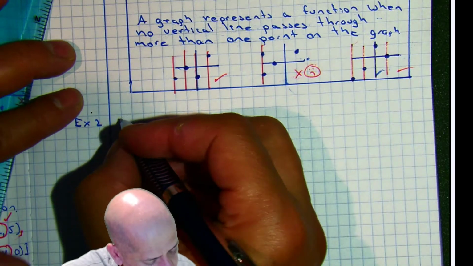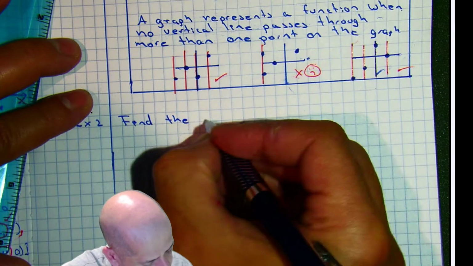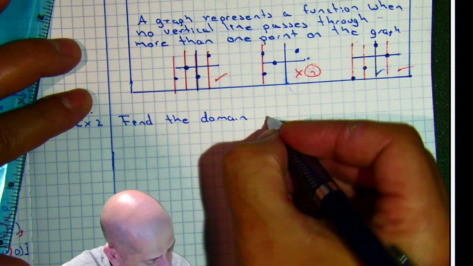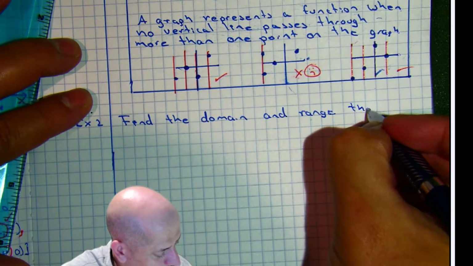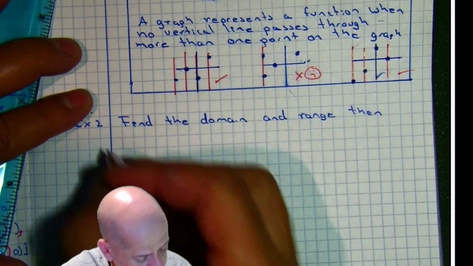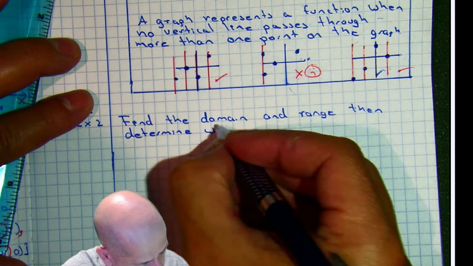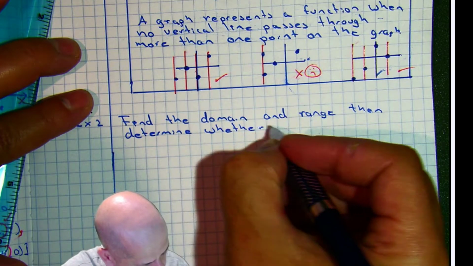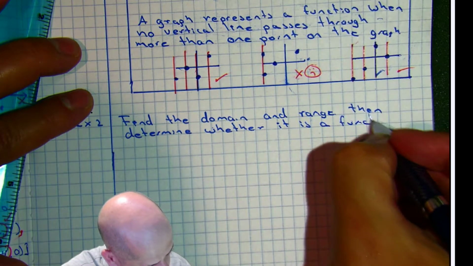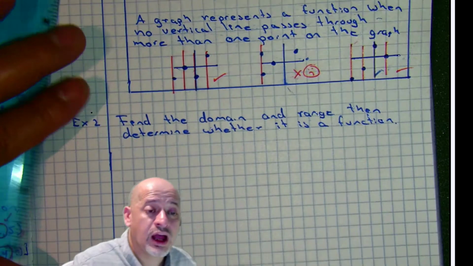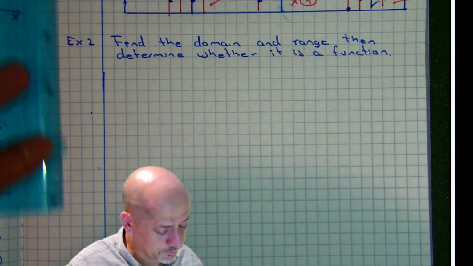So we're going to say, find the domain and range. Then determine whether it's a function. And we're going to have A and B. Then we're going to do example number 3, and then we'll be done for today.